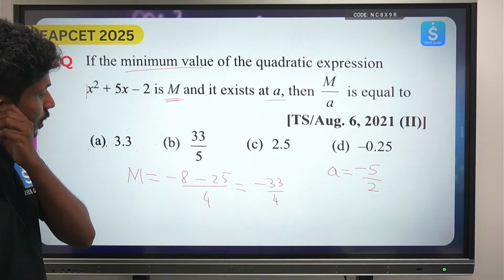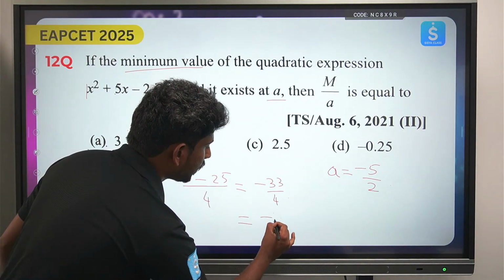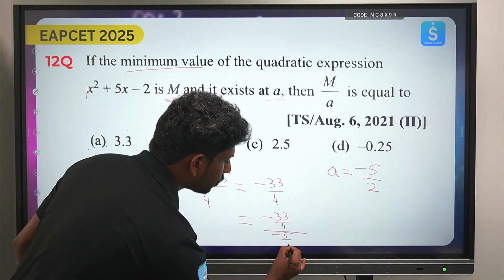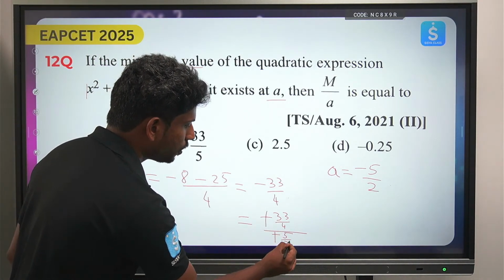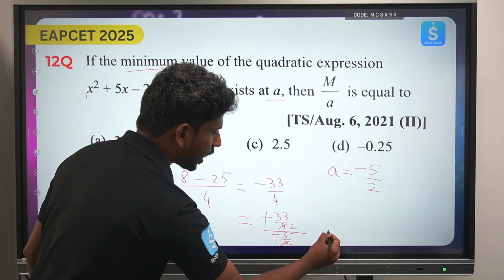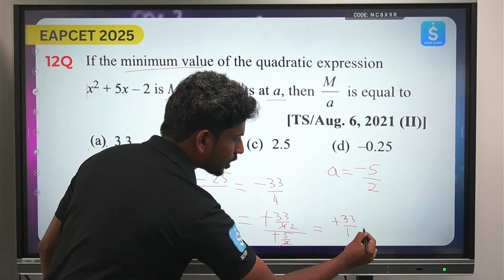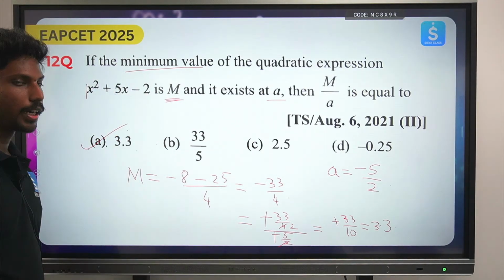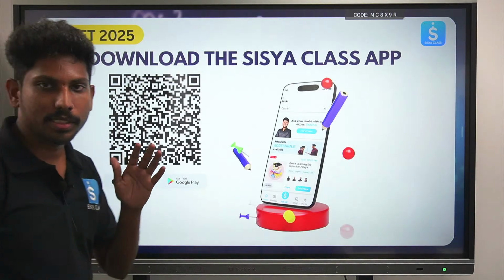Now how can we find the solution? Minus 33 by 4, divided by minus 5 by 2. So minus 33 by 4 times 2 by minus 5. I can cancel 2, two 2s are 4. The answer is plus 33 by 10. So the answer is 3.3. Wherever you see 3.3, that option is correct. We are done. So here comes the end of the session.